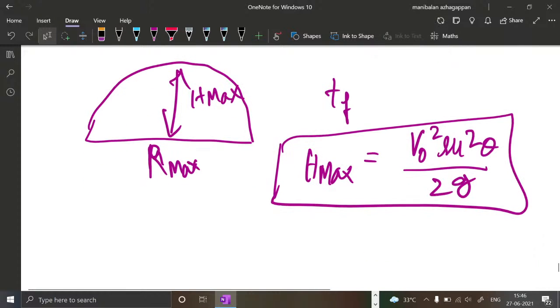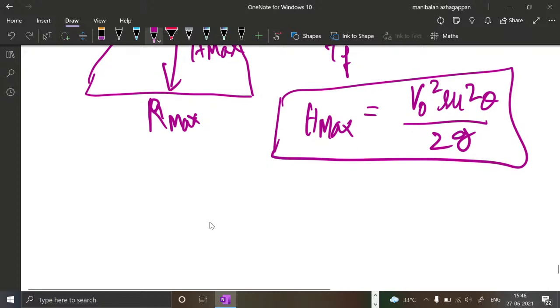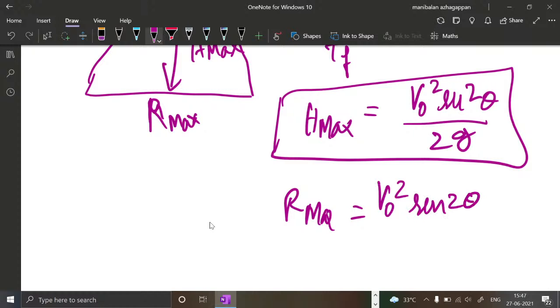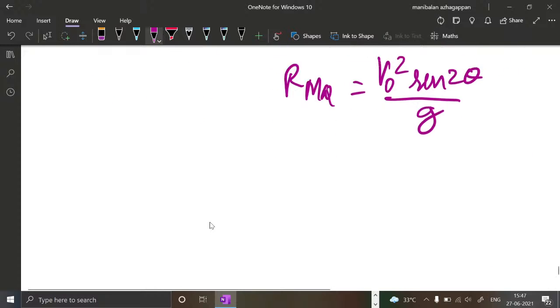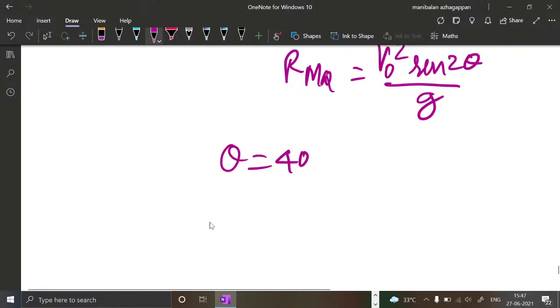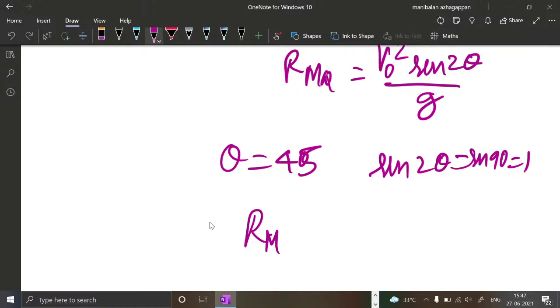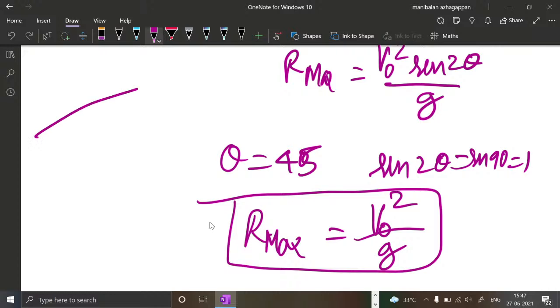The next thing, what is the maximum range the object can move? The maximum range of full projectile is v naught square sine 2 theta divided by g. When theta is 45 degree, sine 2 theta becomes sine 90, and the answer will be 1. So the maximum range will be when the angle is 45 degree. When the object is thrown at 45 degree from the ground, it will cover the maximum range.